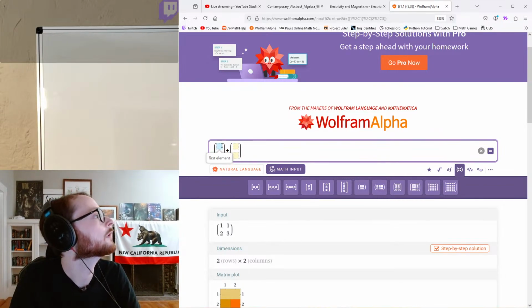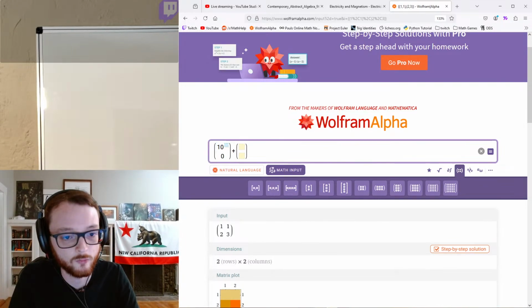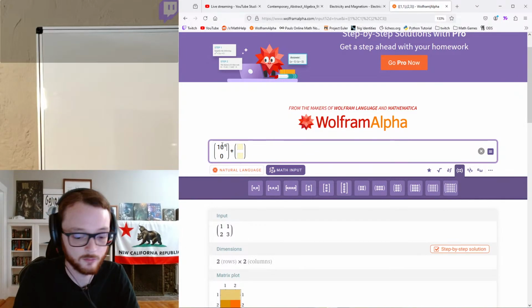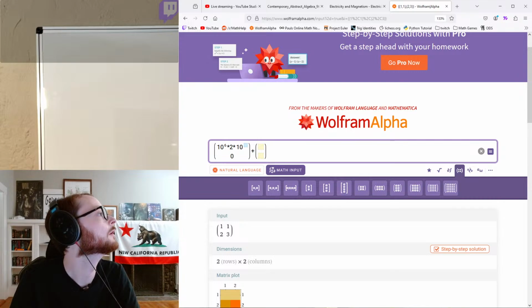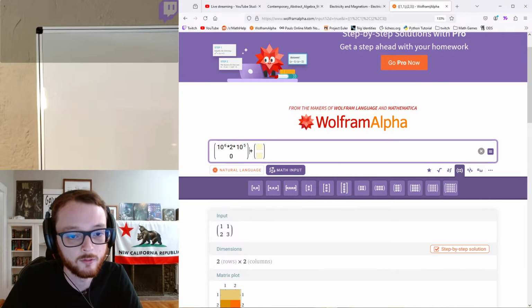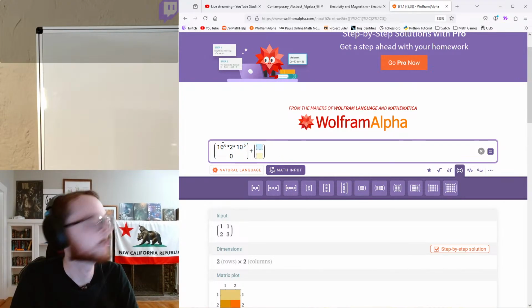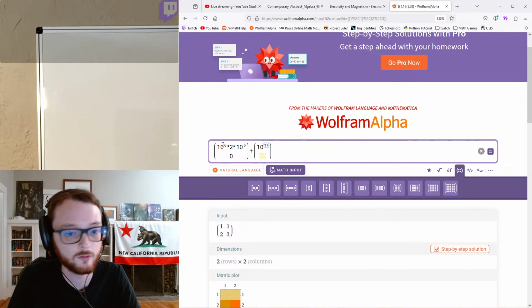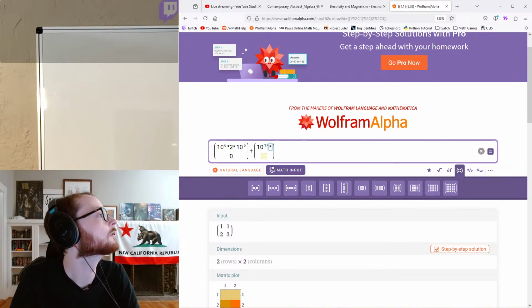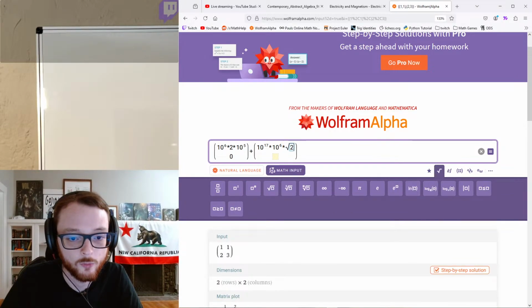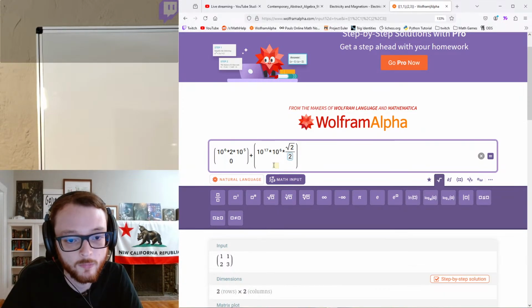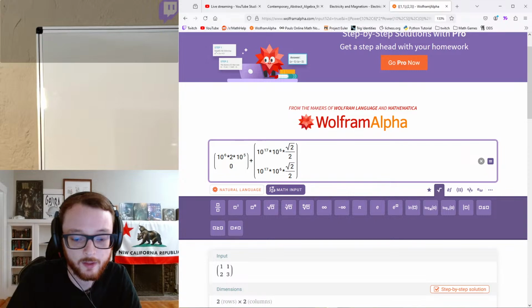Zero. 10 to the 6 times 2 times 10 to the 5, plus 10 to the 17 times 10 to the 6 times square root of 2 divided by 2. And this will be the exact same thing. It's sine and cosine equal at that angle.